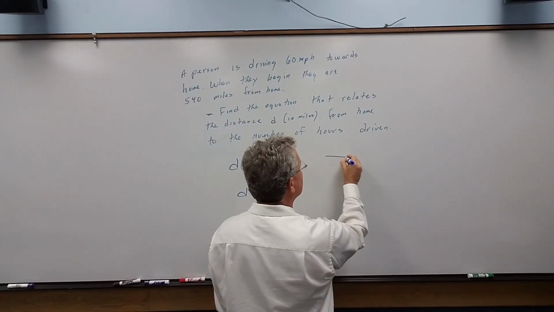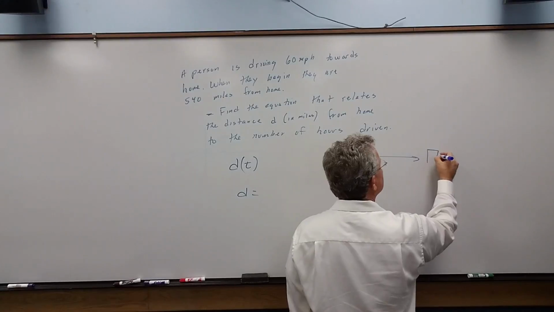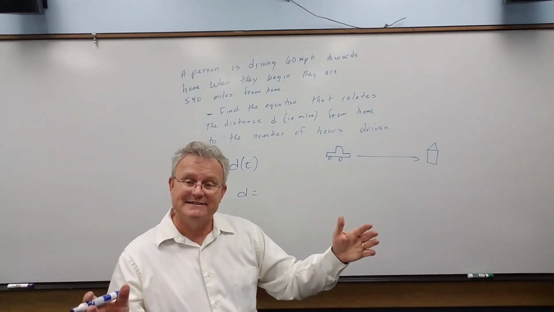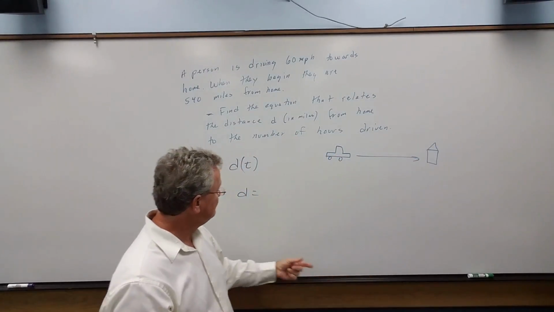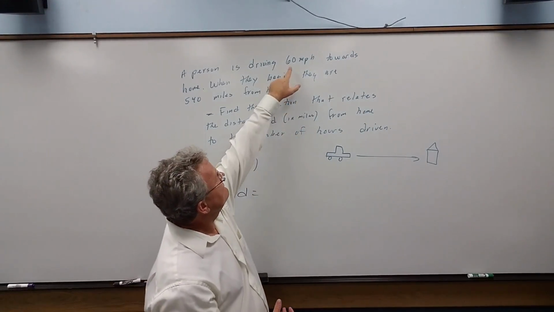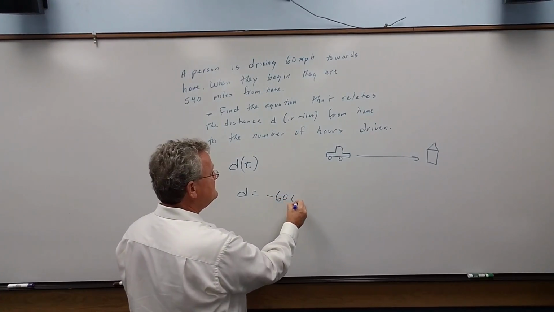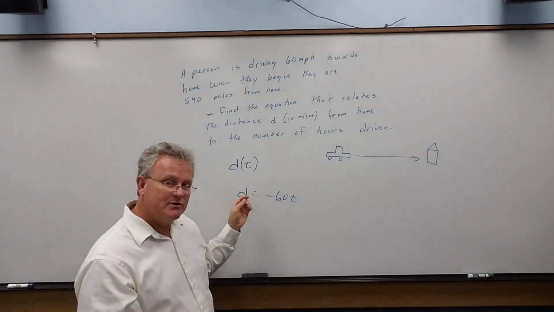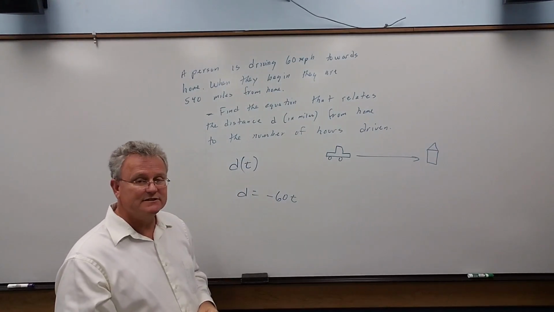If we draw our picture of a car driving towards home, then we can see the distance is decreasing as the time, the more we travel, the longer we travel. So because the distance is decreasing, this is a negative 60. So we end up with negative 60t. So that's our slope, that's the rate of change. And again, because we're getting closer to home, that's why this is a negative.